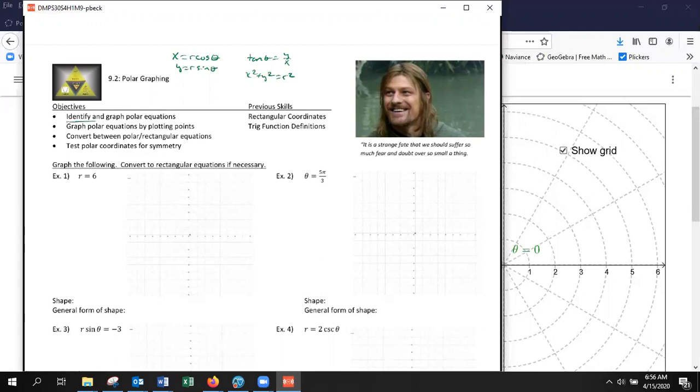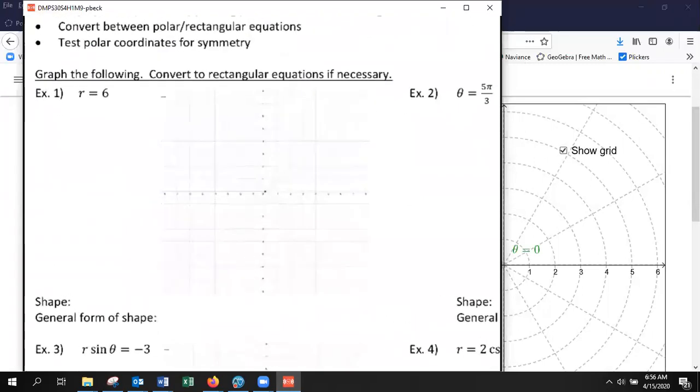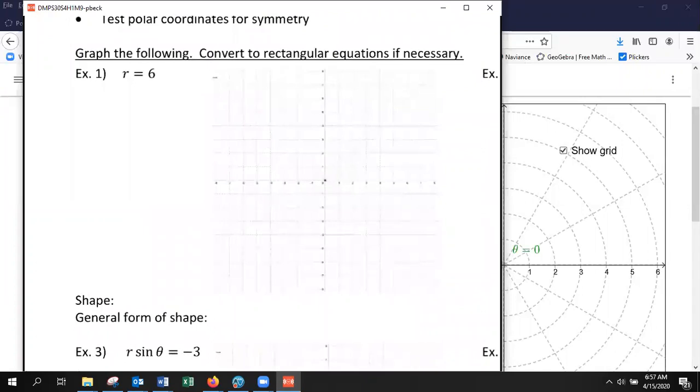The first objective is to take a look at some of these polar equations and see if we can identify what graph comes out of them. Let's start off with the first one, r equals 6. This means we have a graph generated purely from a radius. Here I jump back into my geometry knowledge: a circle is created by just having a radius and revolving it around. So this should be a circle.